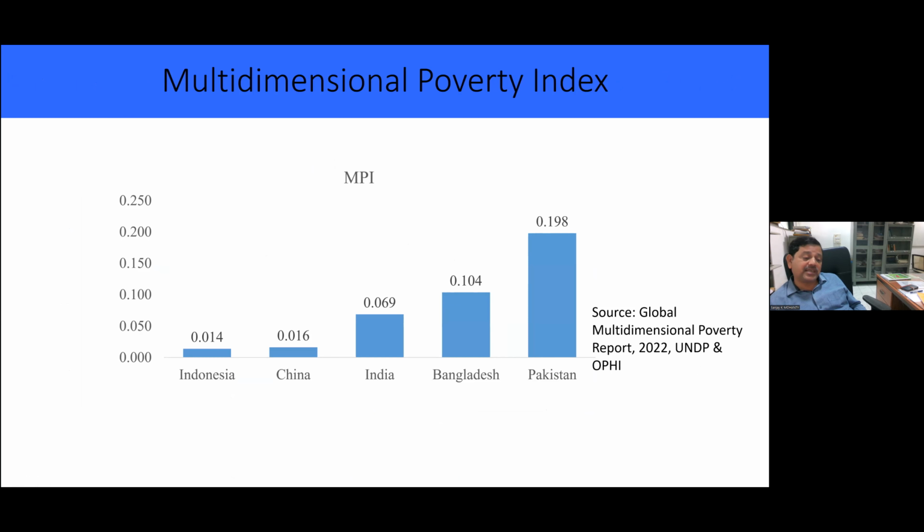And often you will find these numbers. This is just like the human development index, varying from 0 to 1. The closer the value is to 0, the lower is the multidimensional poverty, and the closer the value is to 1, the higher is the degree of multidimensional poverty. So you can see here the range of multidimensional poverty is also varying. The MPI, popularly known as MPI, varies from 0.01 in Indonesia to as high as 0.20 in the case of Pakistan.